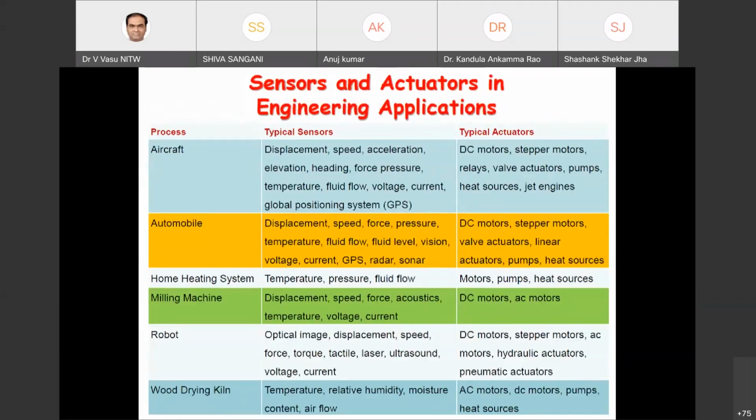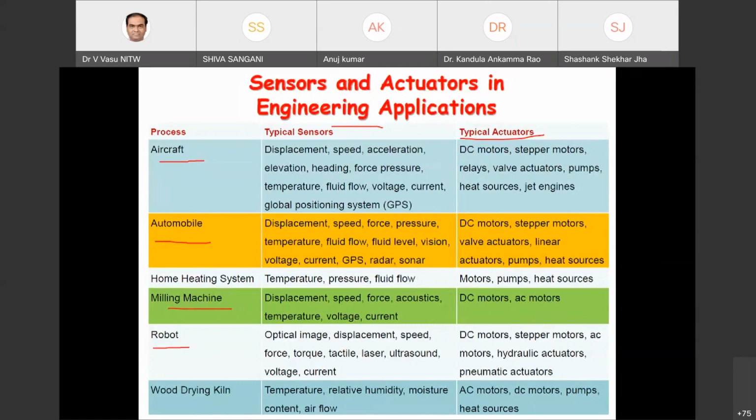These are some of the typical sensors and actuators mainly used in the automobile industry. What are the different sensors and actuators used in the aircraft industry? Similarly, the automobile industry is one of the important present trends where we can have different sensors. Then home heating, milling machines, machine tools, CNC machines, and robots. I will discuss these in detail in this session.